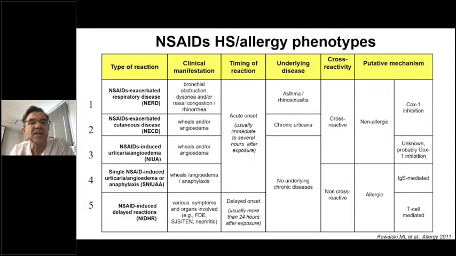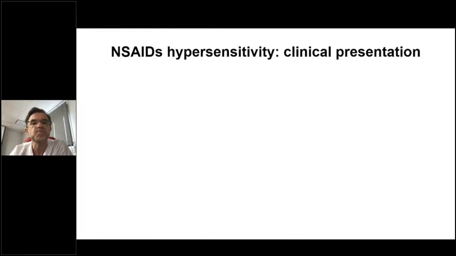The third one is NSAID-induced urticaria angioedema. And the first three are related to COX-1 inhibition. And the last two are actually of allergic mechanism. The first one, IgE, single NSAID-induced urticaria angioedema or anaphylaxis. And finally, NSAID-induced delayed reactions.